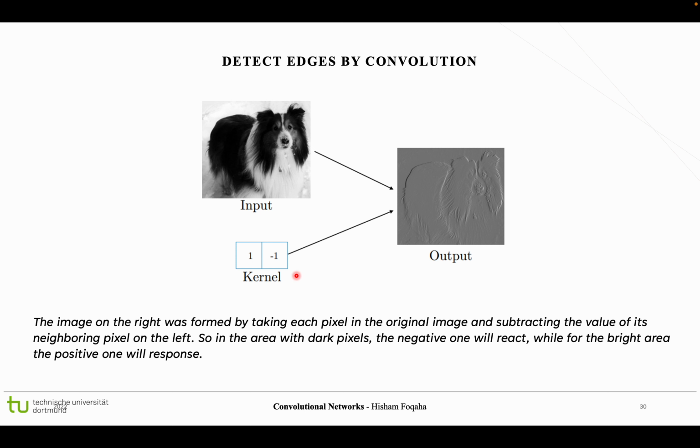So let's take a look at this example. Here we have an input image of a dog, with a kernel of size 2 by 1. On the right, we have an image formed by taking each pixel of the original input image and subtracting the value of its neighboring pixel on the left, because one of them is positive and one of them is negative. So in the dark pixel areas the negative one will react, while in the bright areas the positive one will react.